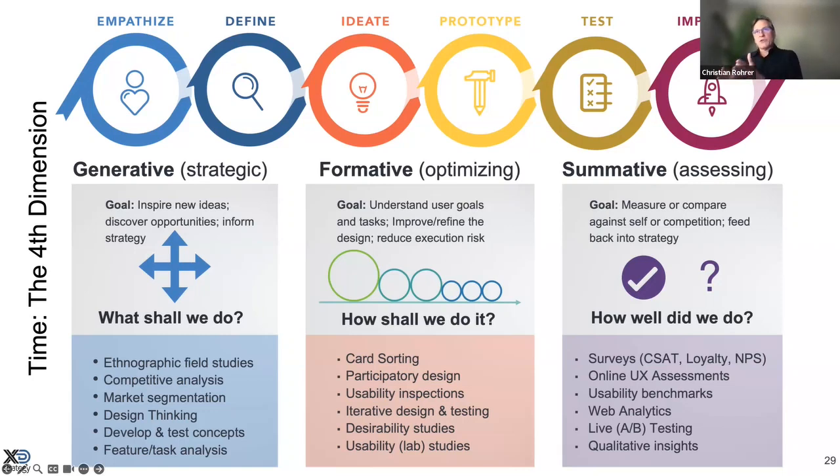Now, the third one is much more quantitative in nature. This is the summative methodology, summative class of methods. And this is where we're trying to decide how well did we do. We're trying to answer that question. And because that's the question, you're probably going to see more quantitative methodologies here. We could use some qualitative there, but for the most part, it's going to be quantitative, because you're trying to say, is A better than B? Is our product better than the competitors? Did we do better than our previous version? Those kinds of questions.